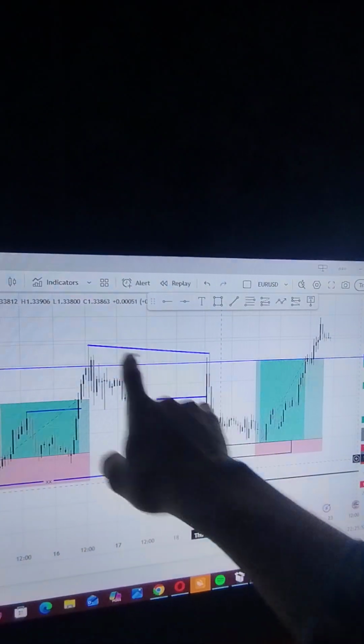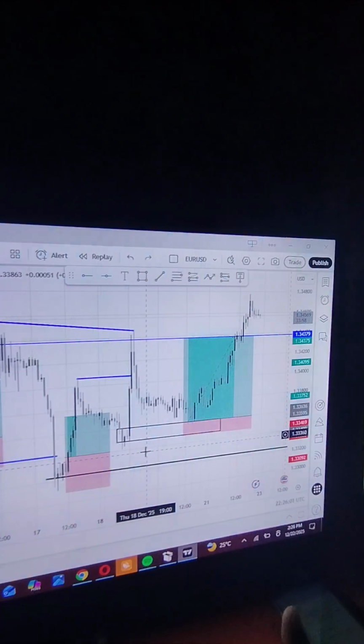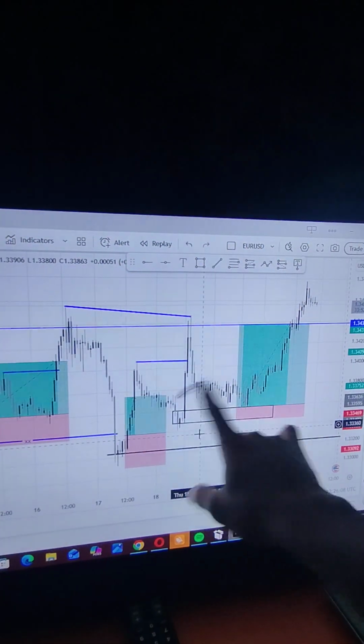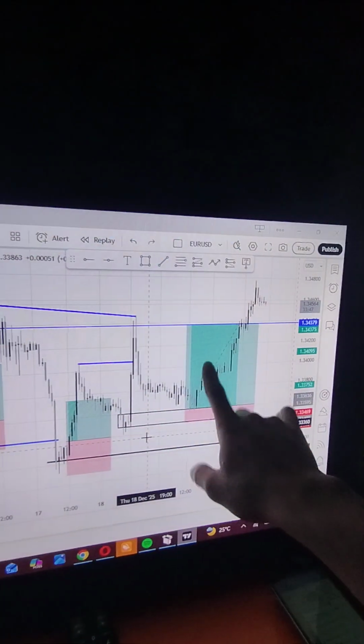This was just like a liquidity. Double tops are liquidity. You need to take your liquidity very seriously. If you understand liquidity, you can actually know where market is going and where market is going next. Understand? So I said I traded this particular reversal using SMC strategy.